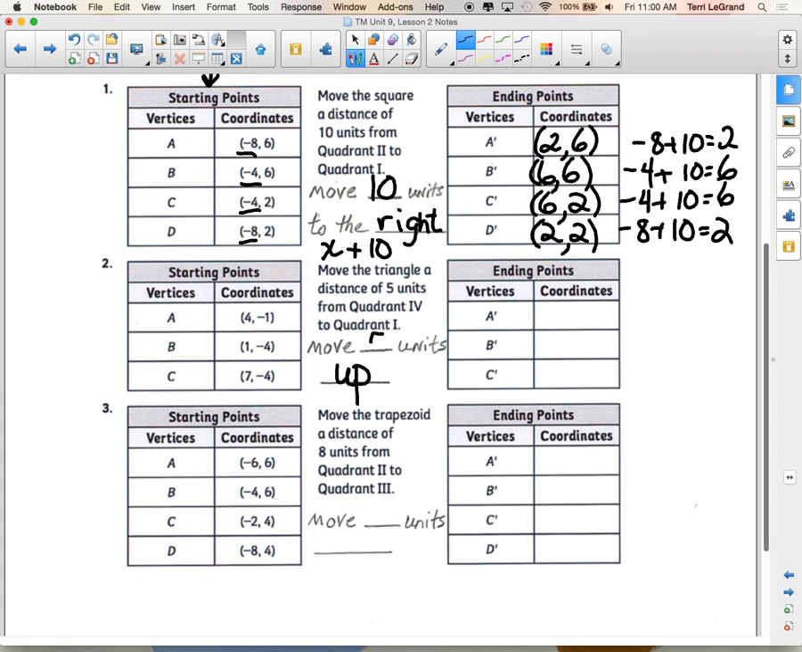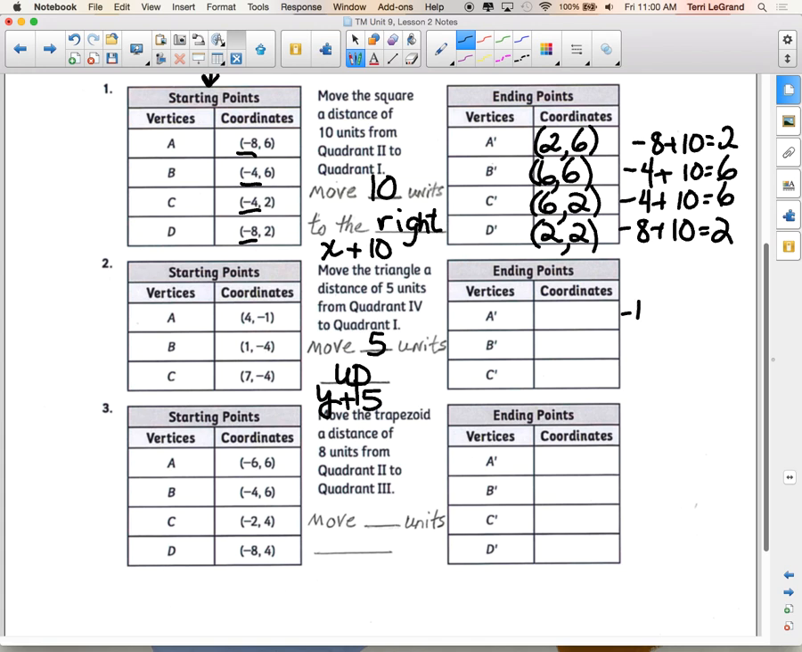and it says 5 units, so that's the first thing I always want to figure out. What do I have to do? I have to move 5 units up. What would change? The x's or the y's? The y's are going to change this time, aren't they? So that means we're going to do y plus 5. Moving up 5 means change the y by adding 5 to it.